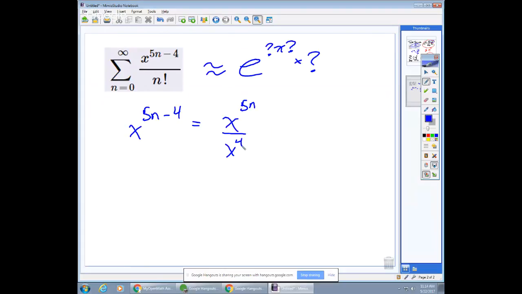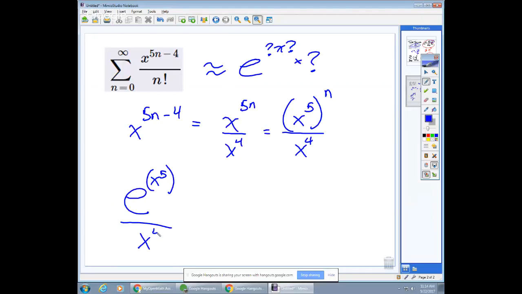What about the x to the 5n? How would I rewrite that? We could say this is x to the 5 to the n, in which case we now have something to the power n, which is what e does. So it looks to me that this series is probably e to the power x to the fifth divided by x to the fourth. And if I double check on that, I'm going to have a 1 over x to the fourth outside my sum.